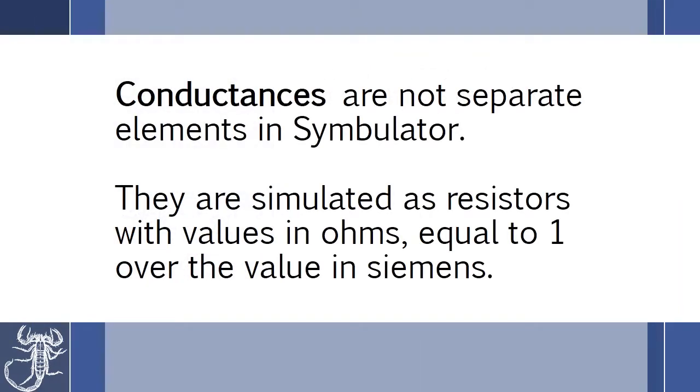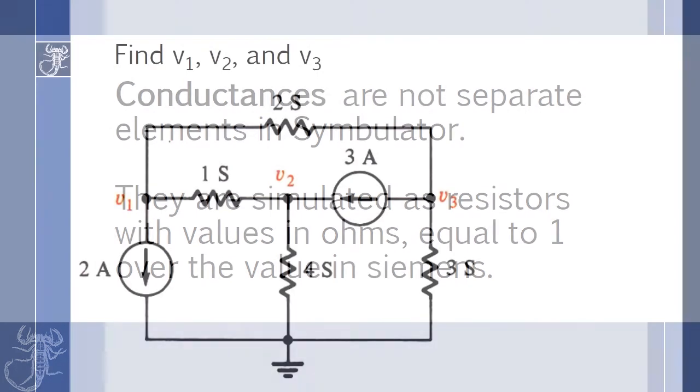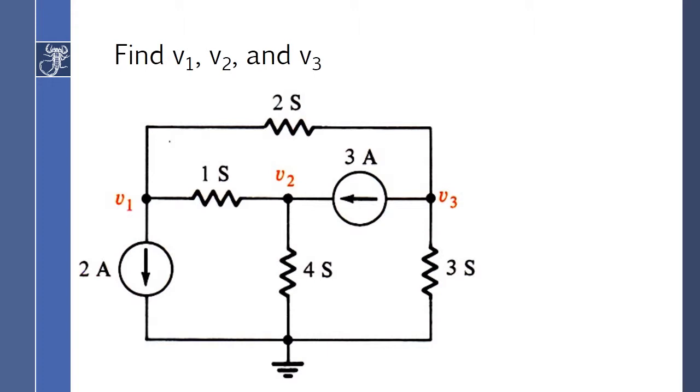In Symbulator, conductances are not separate elements. Instead, they are simulated as resistors, and their values are given as 1 over the value in Siemens. Let's see an example.